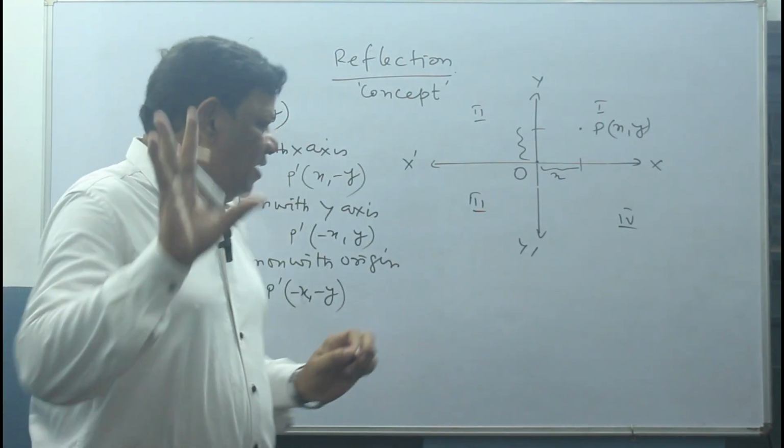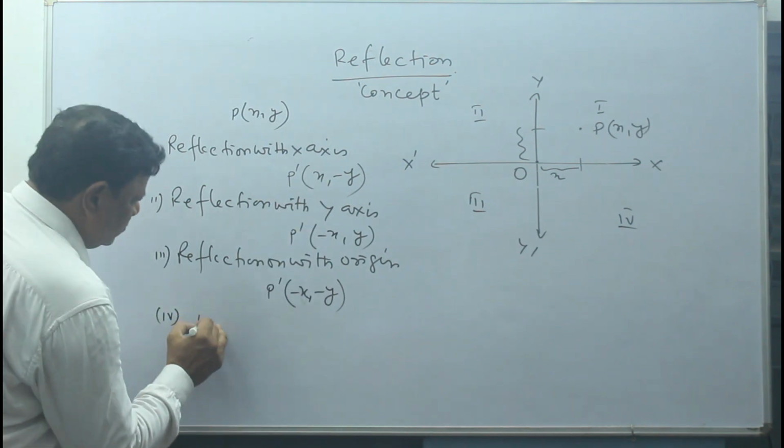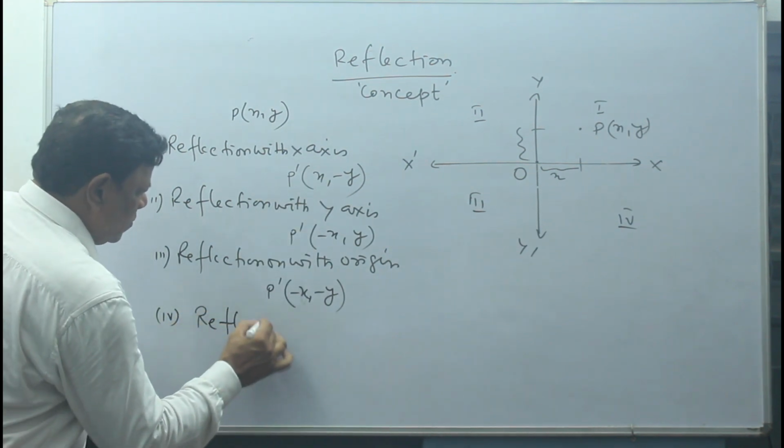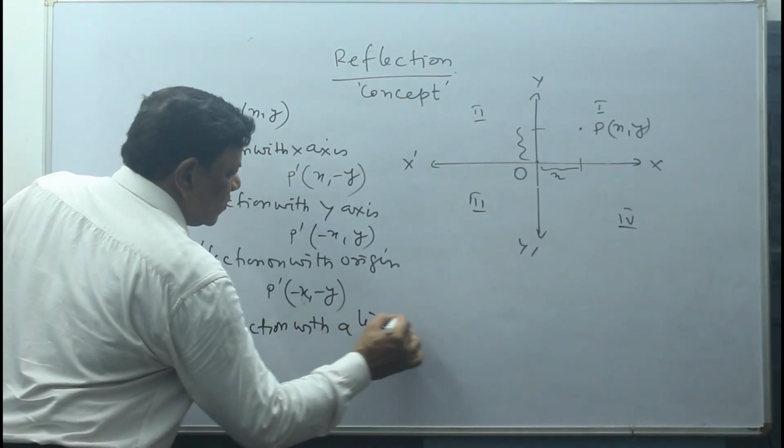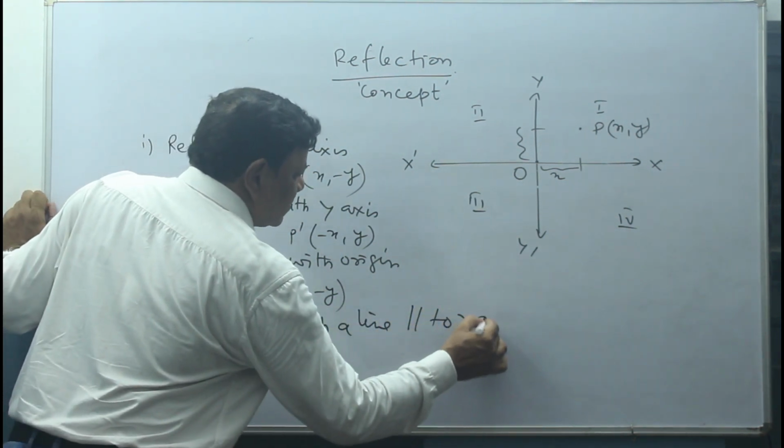Okay children? Now number 4, reflection with a line parallel to x-axis.